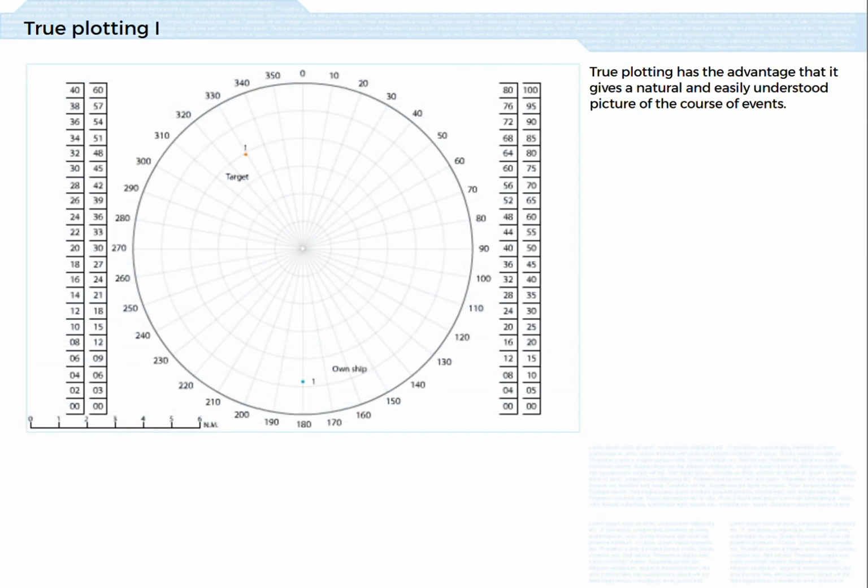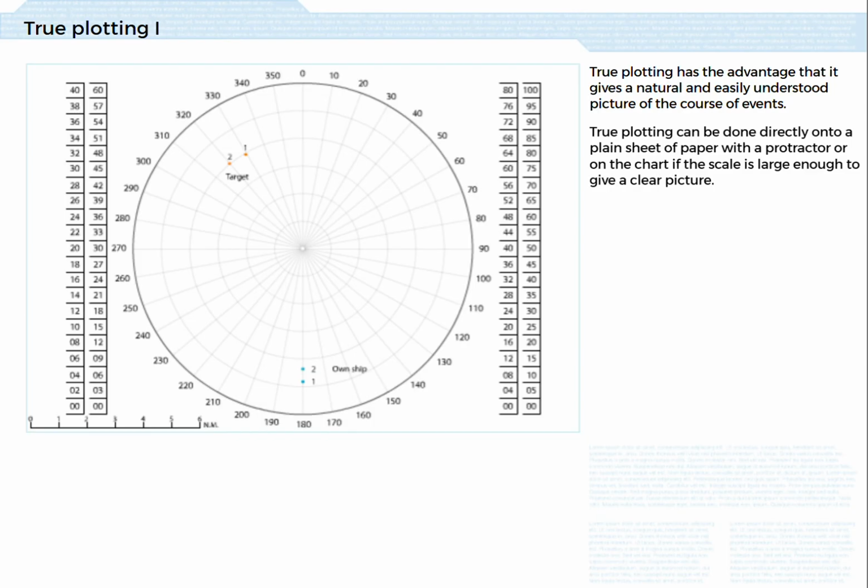True plotting has the advantage that it gives a natural and easily understood picture of the course of events. True plotting can be done directly onto a plain sheet of paper with a protractor, or on the chart if the scale is large enough to give a clear picture. However, true plotting does not provide immediate CPA.